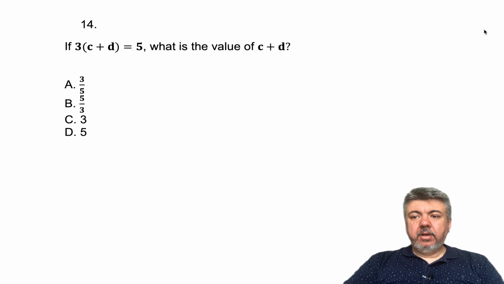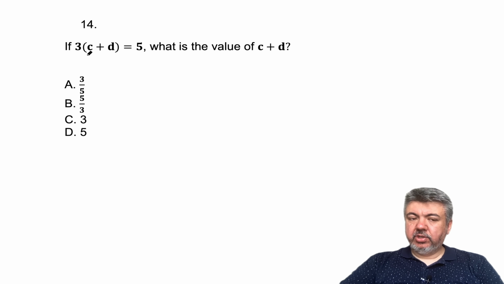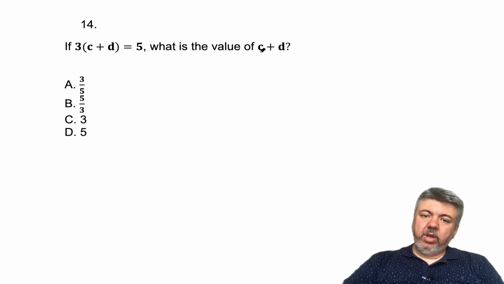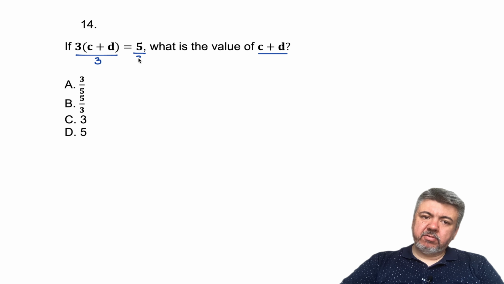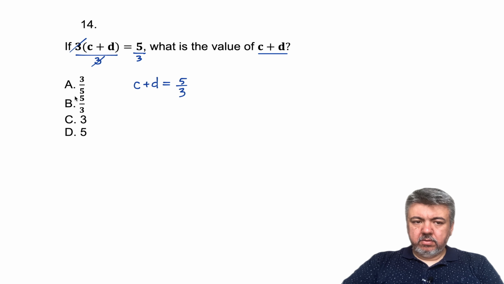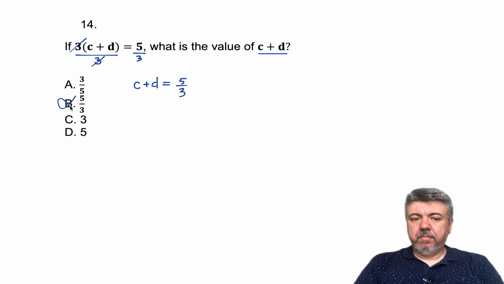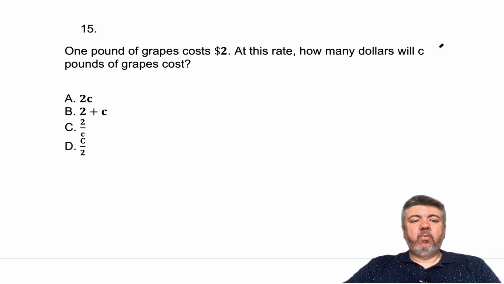Okay, another simple question actually. We want to find c plus d, and c plus d happens to be here already. So why don't I divide by 3 and divide by 3? It's like c plus d on the left and 5 over 3 on the right, because 3's cancel, which is B.